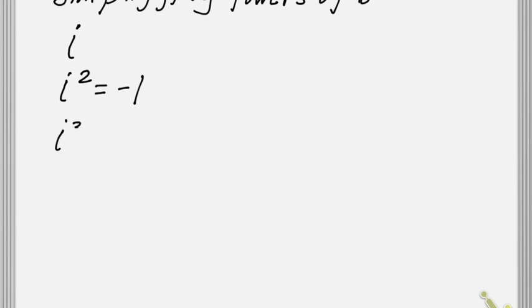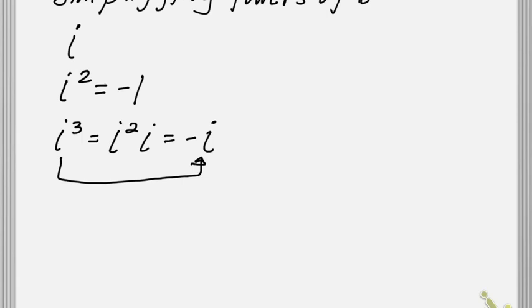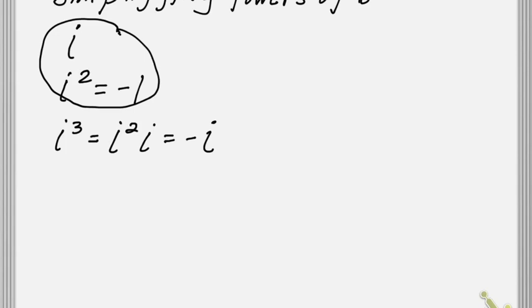Now I'm going to keep going here. How about i cubed? Using the laws of exponents, I could say that i cubed is i squared times i. And i squared, I just set up above, is -1. So that's -i. So I can simplify i cubed to -i. What we're going to find out is that every power of i is some combination of these two, i and i squared. So let's continue.